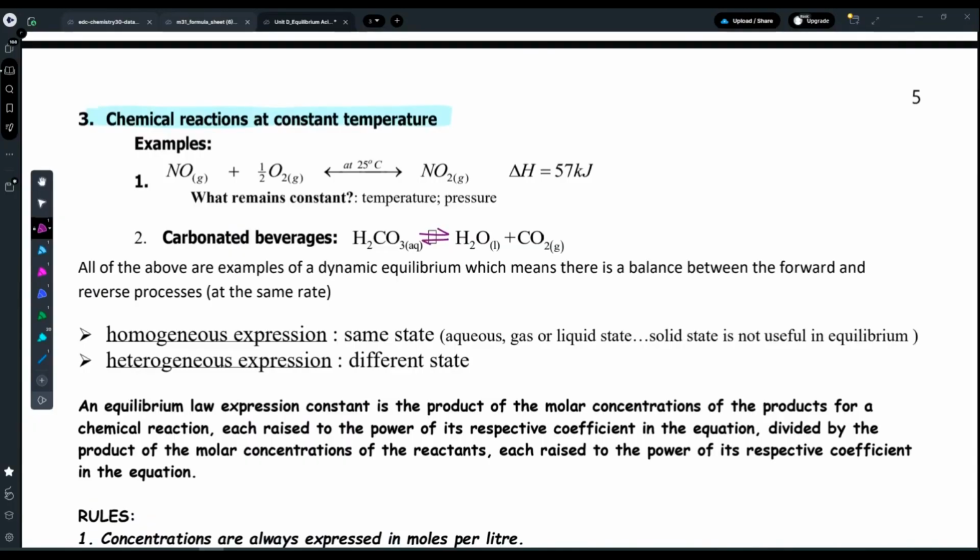With dynamic equilibrium, there's a couple of different expressions. We have homogeneous expression, which means everything's in the same state. In the first example for the chemical reactions, notice how everything is a gas. That would be a homogeneous expression. Whereas a heterogeneous expression would mean that there are substances in different states. The second example relates to that: carbonic acid is aqueous, water is a liquid, and carbon dioxide is a gas. Everything is in a different state.